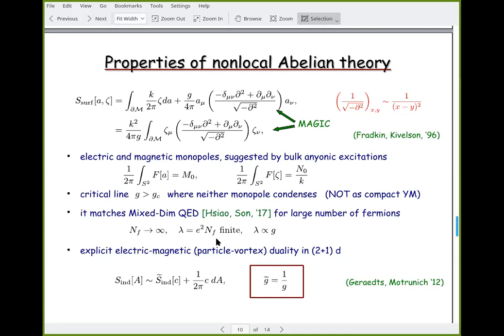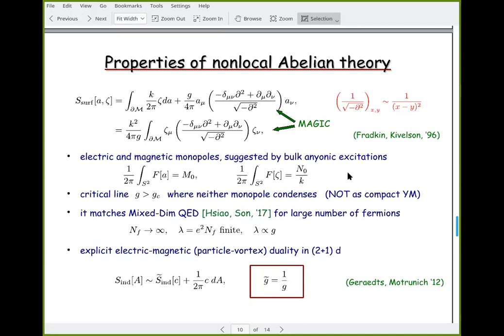So that's another property. Another property is that this theory is non-trivial. It is a quadratic theory, but it's non-trivial because it has some solitonic solutions. And the solitonic solutions are the magnetic monopoles for the A field and the zeta field. Because they are dual, one are sort of magnetic monopoles, the other are electric monopoles. Why should they be there? And why should they have this quantization?